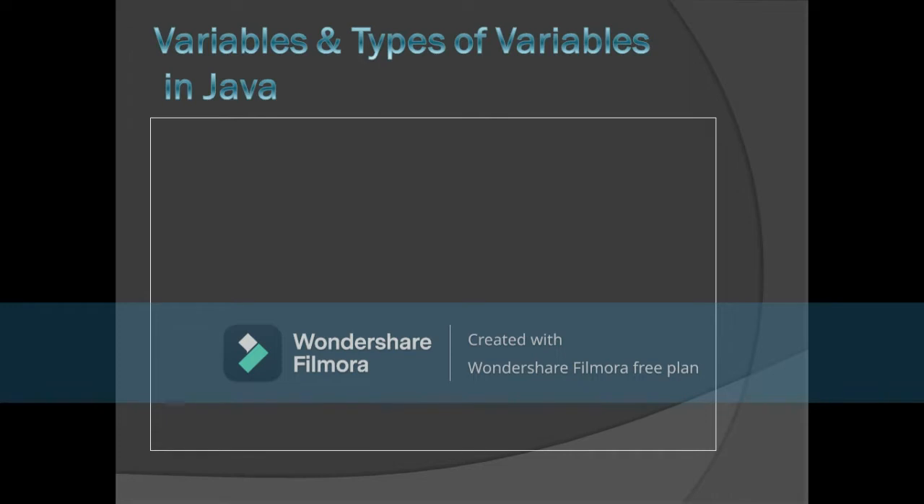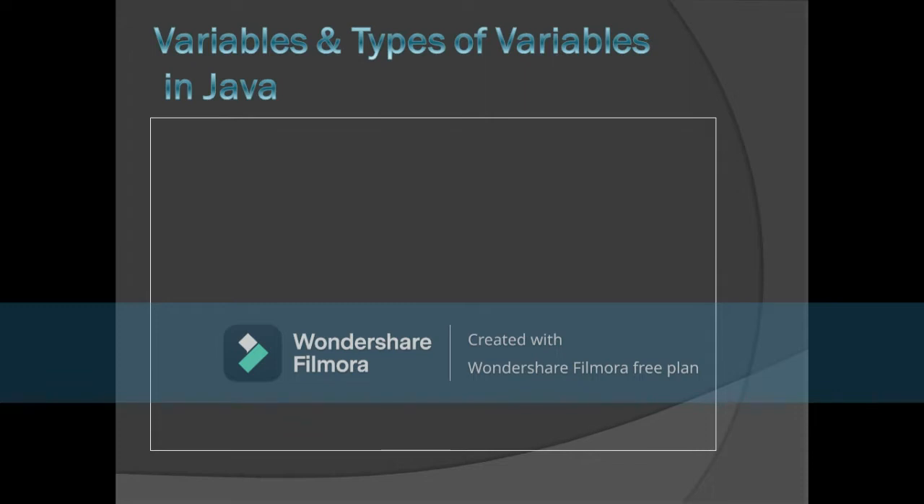Today's topic is variables and types of variables in Java. What is a variable? A variable is one kind of container which holds data values. You can store some data values into a variable, and that value may change at any time. That's why we call it a variable.